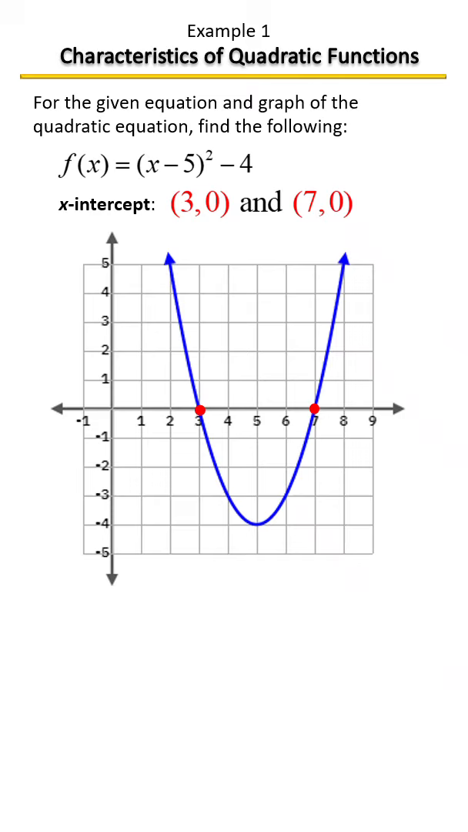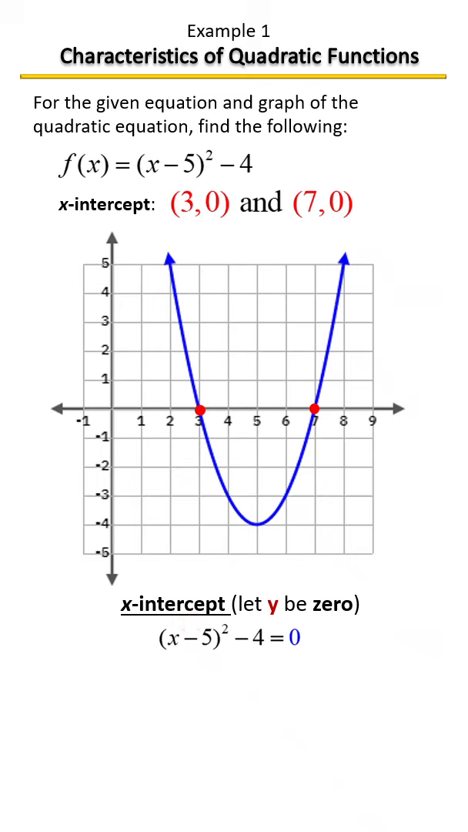Now, what if you were not given a graph and you were just given an equation and asked to find the intercepts? Well, then you'll have to find it algebraically. To do that, you let y be 0. So remove the y, replace it with a 0. We're going to use the square root method to solve this since we see we have a squared term there.